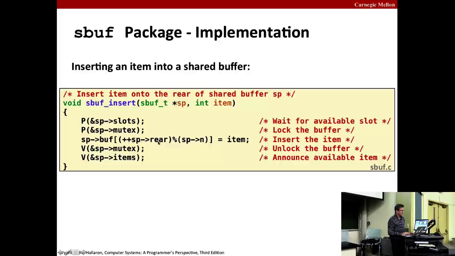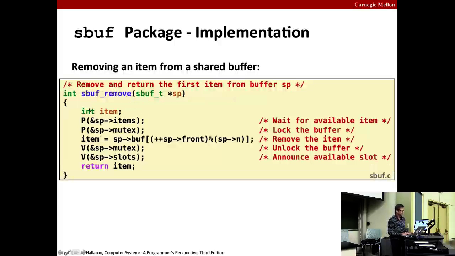Okay, so we pre-increment it. So we increment the rear pointer and then take the mod of that with n to compute the index that we're going to insert the item into. Okay, then we do a V on the mutex, so that other threads can update that shared data structure, and then we do a V on the items semaphore to notify any consumers that there's now an item in the buffer. Okay. So this V is kind of interesting. You can think of it as kind of like a signal, right? So you're sort of signaling consumers that now some event has occurred in the system.